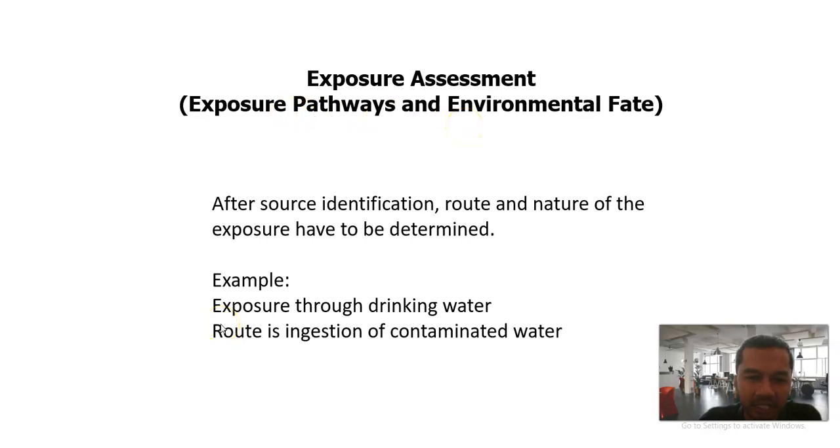Then the exposure pathways and environmental effects. After the source identification, the route and nature of the exposure have to be determined. For example, exposure through drinking water. When we drink water that has pollutants in it, we might be exposed to the pollutants. Basically, for water, the route of chemicals into the humans is through the ingestion or consumption of contaminated water.